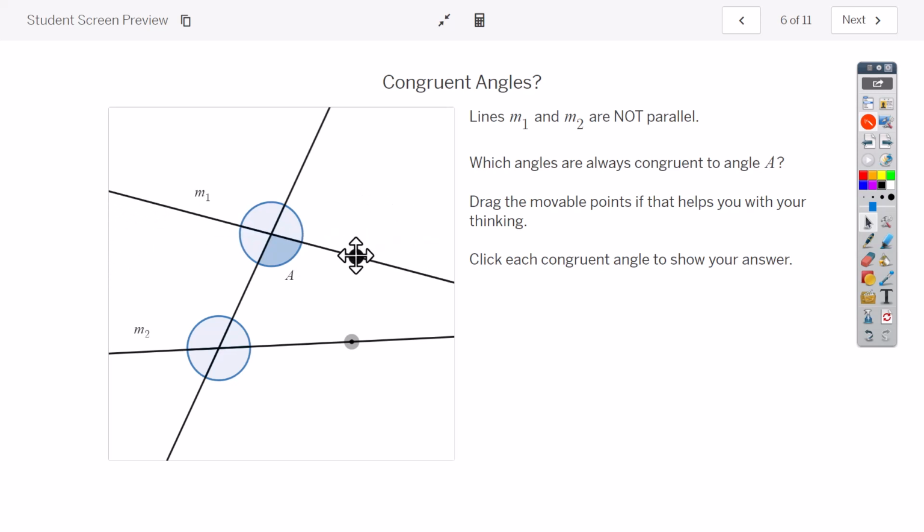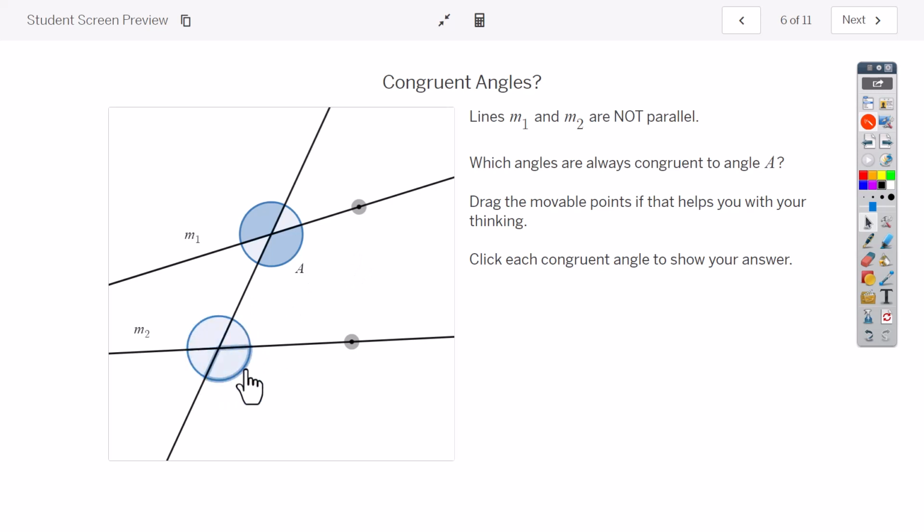So when I change the shape of A in this circle, nothing happens down here. I don't think those angles at the bottom have anything to do with these angles that go with the top line. So it looks like these vertical angles, A and the vertical angle to A, are still congruent. But because the lines aren't parallel, this other circle doesn't have anything to do with anything.